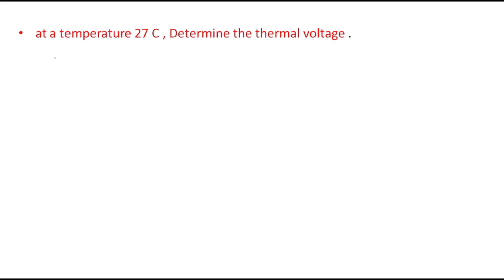We will discuss a small problem: at a temperature of 27 degrees, determine the thermal voltage. For the solution, the given temperature is small t equal to 27 degrees. But in our problem, we have to take the temperature in Kelvin. That's why we take capital T equal to 273 plus t. So 273 plus 27 gives 300 Kelvin.